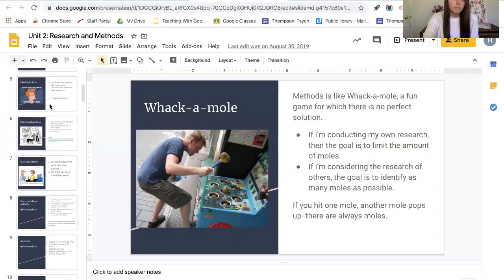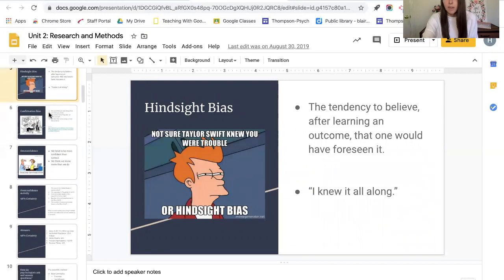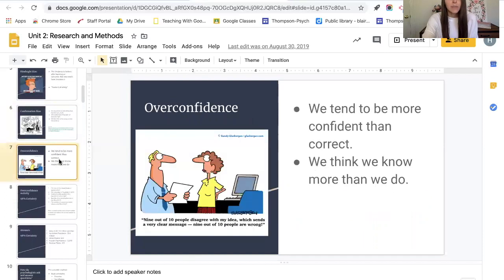So I think y'all are pretty solid on the biases. Remember, hindsight bias is the idea that you knew it all along. If you learn something that makes sense to you and you're like, oh yeah, no, I knew that, you probably didn't. That was hindsight bias. Remember, confirmation bias. This is the idea that we like to test things that we already know are right. We like to confirm that we are right. And then overconfidence bias is we think we can do more than we actually can.